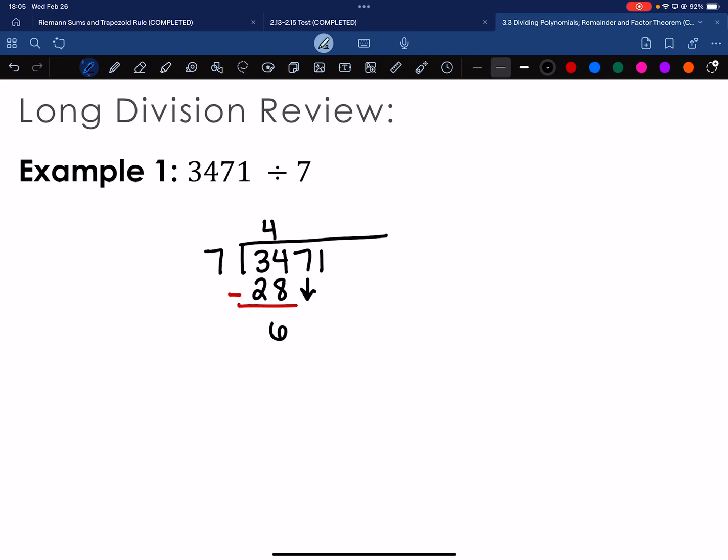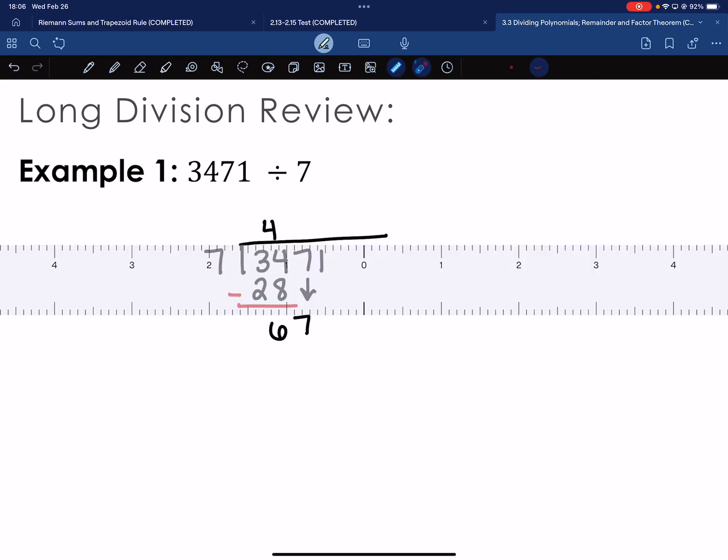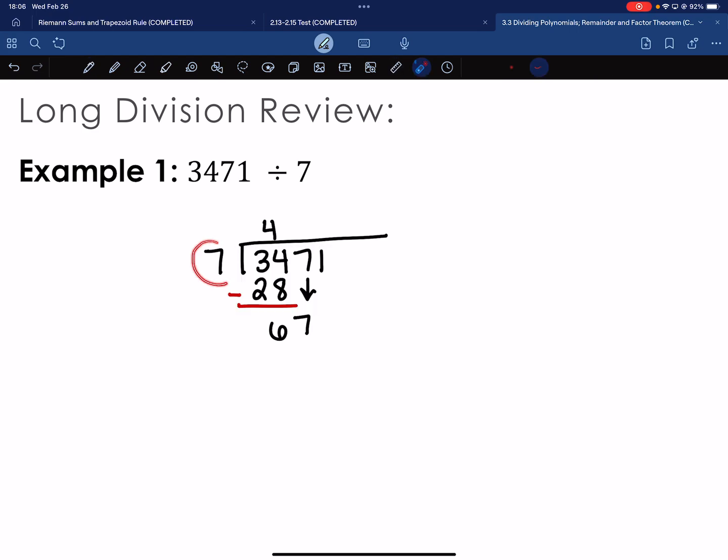6. Then you drop down the next one. And so now you see how many times 7 goes into 67. That would be 9 times. 9 times 7 is 63. And then we subtract and get 4. You drop down the 1, you get 41.